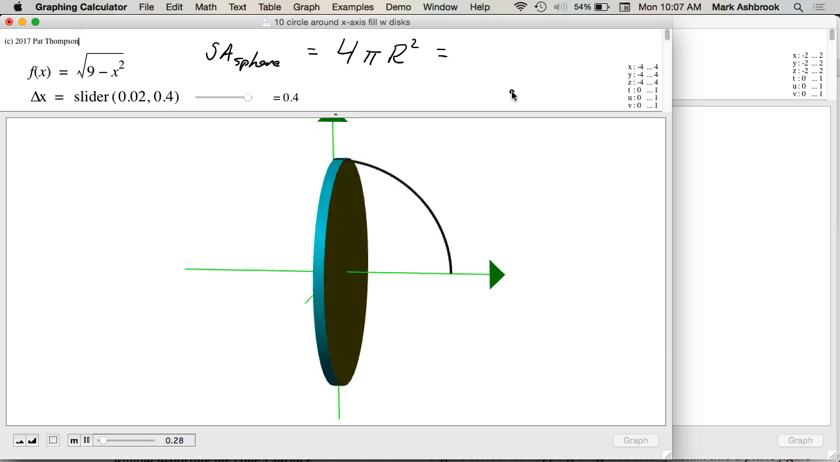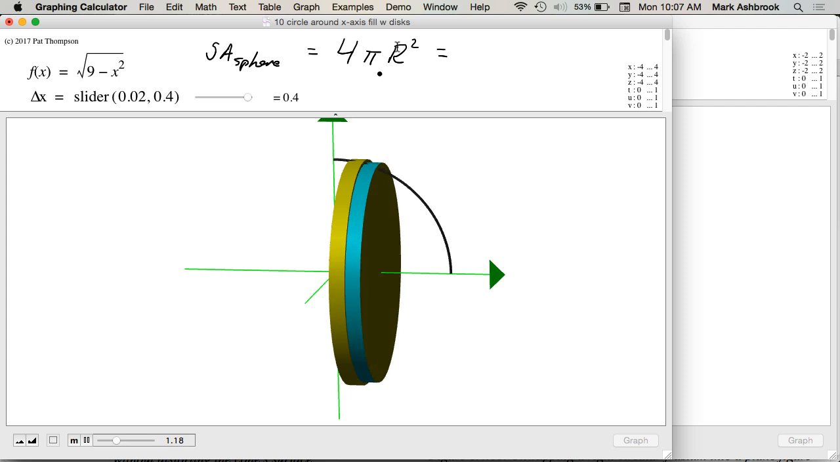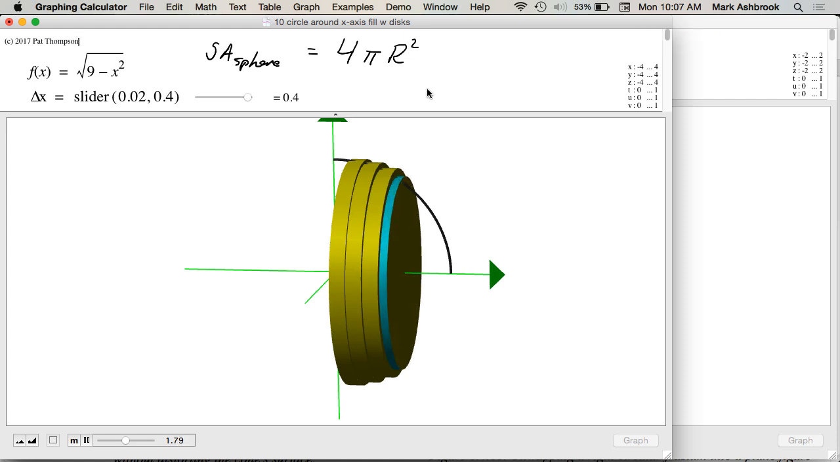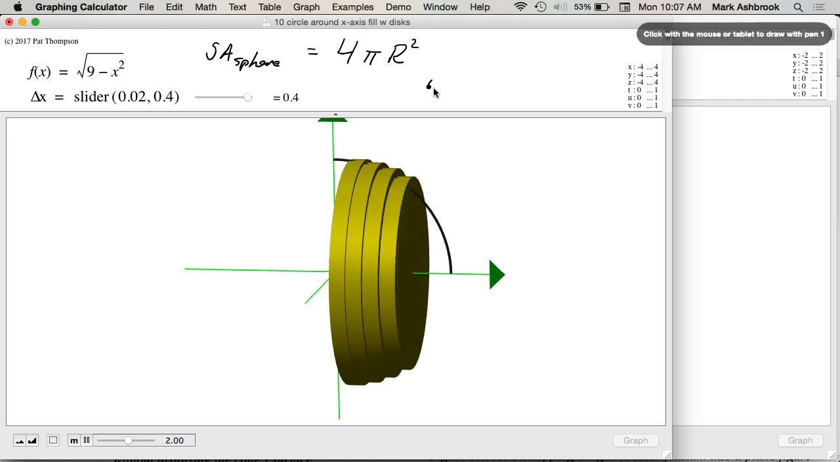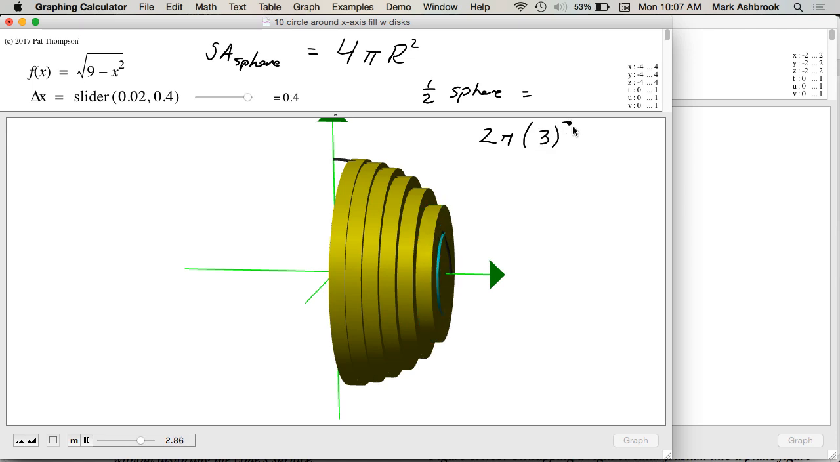And so if we go from 0 to 3 of this shell that's rotated around the x-axis, we know what that surface area will be, because it will be the surface area of half of this. So the half sphere will have a surface area of 2 pi r squared, and our radius is 3, so is that 18 pi?